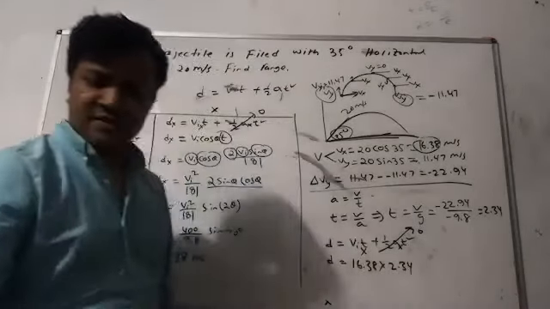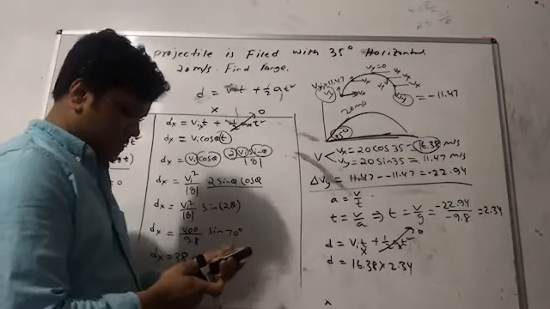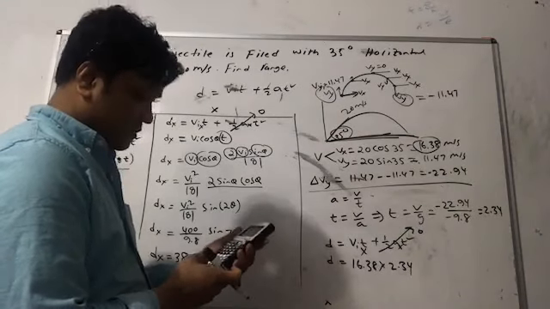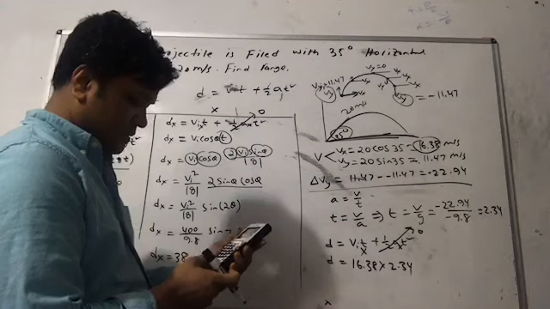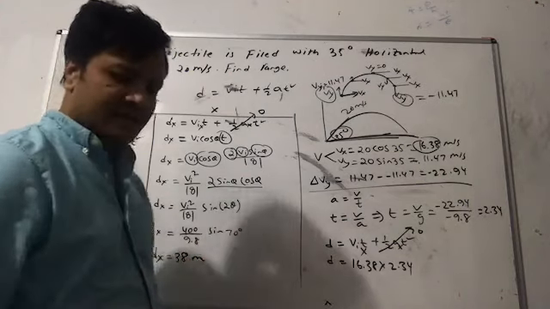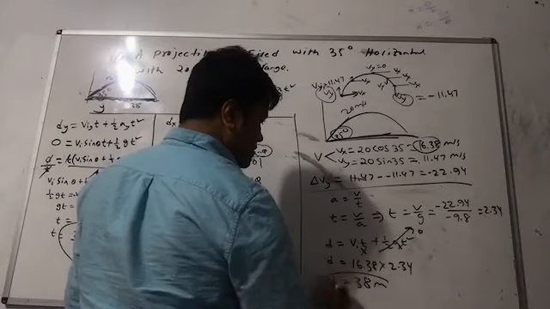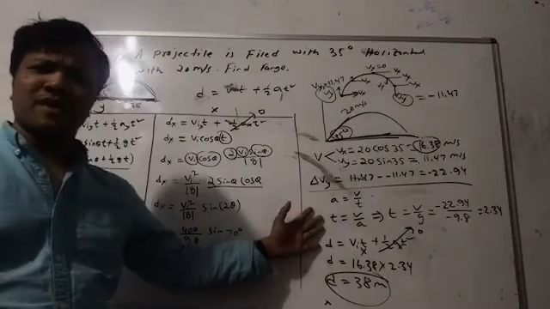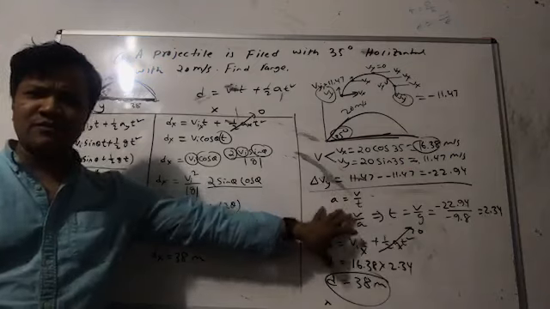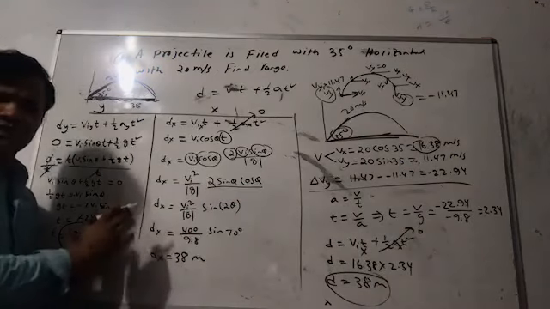Let's see what we get. Times 16.38 is 38. So we get 38 meters. So this is a simple way, but this is a dummy version. But I want you to try this way.